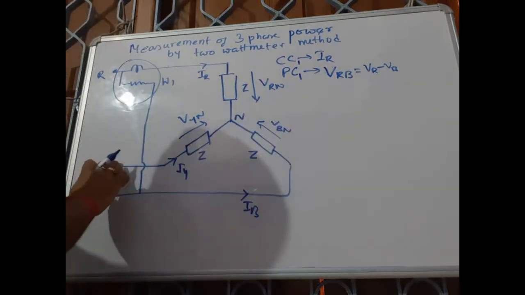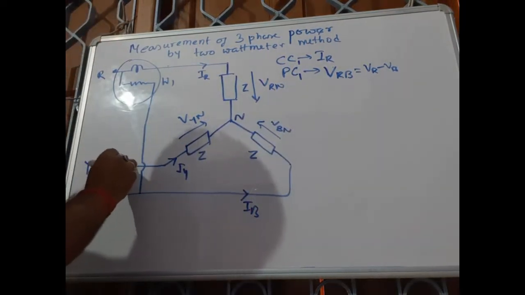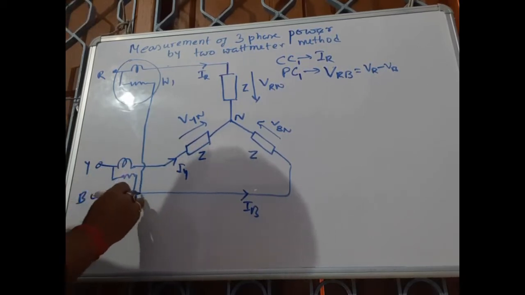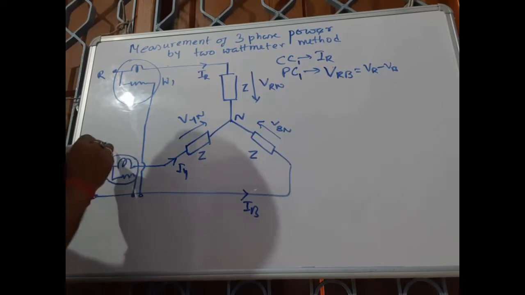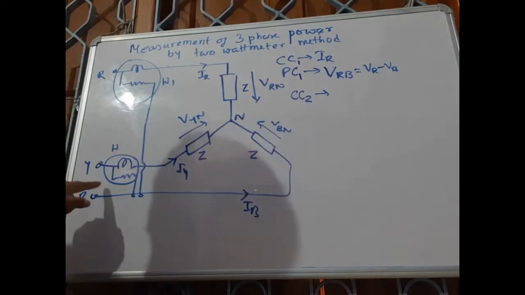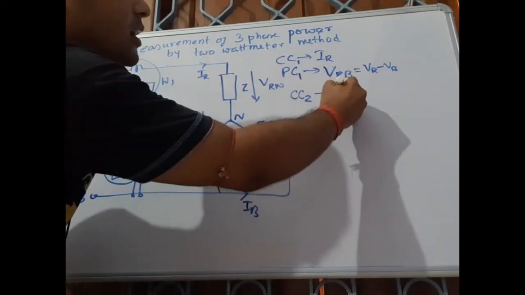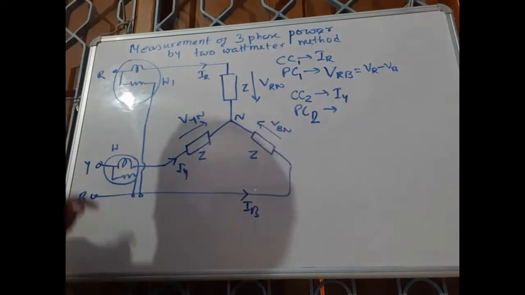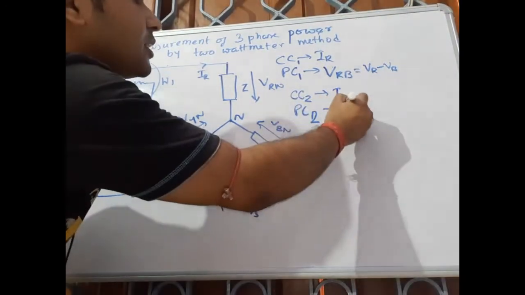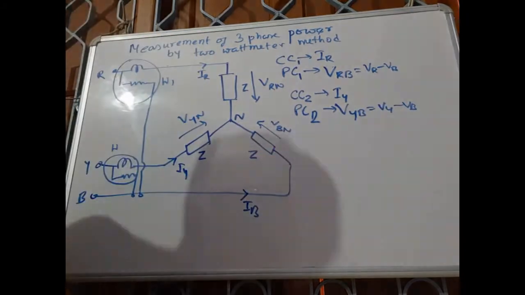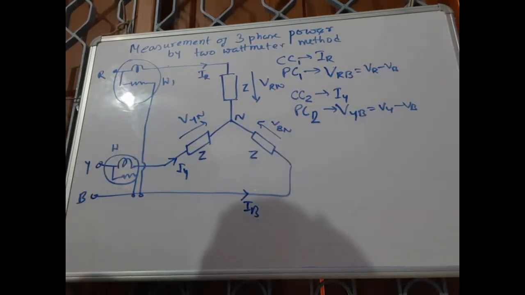And the second wattmeter connection will be this. This is the second wattmeter. So the current coil 2, means wattmeter 2, will measure the current IY, and potential coil will measure the voltage between Y and B. So VYB means VY minus VB, right? Now if I draw the phasor diagram of this.